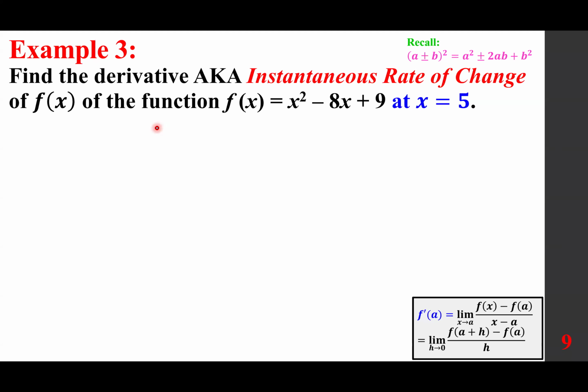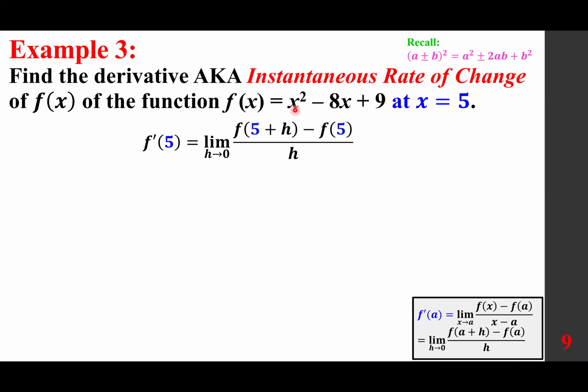So we want to find the derivative, also known as the instantaneous rate of change, of the function f of x equals x squared minus 8x plus 9 at x equals 5. We can use one of those definitions. In this case, f prime of 5 equals the limit of f of 5 plus h minus f of 5 over h as h approaches 0. So what do we do? It's very simple. We have to evaluate the numerator, that's all.